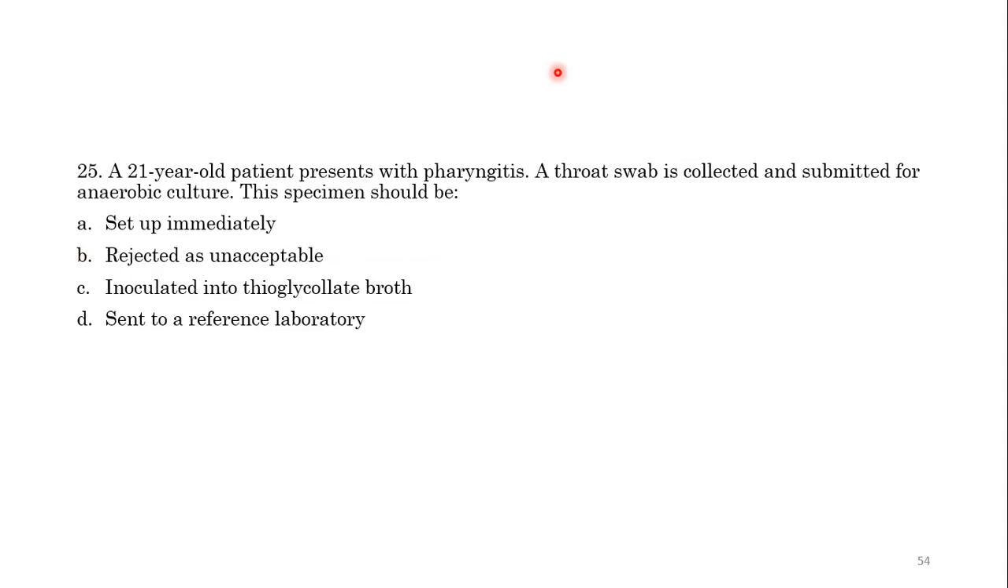Number 25. A 21-year-old patient presents with pharyngitis. A throat swab is collected and submitted for anaerobic culture. This specimen should be A, set up immediately. B, rejected as unacceptable. C, inoculated into thio, or D, sent to a reference lab.